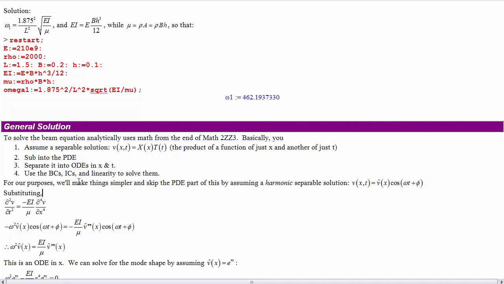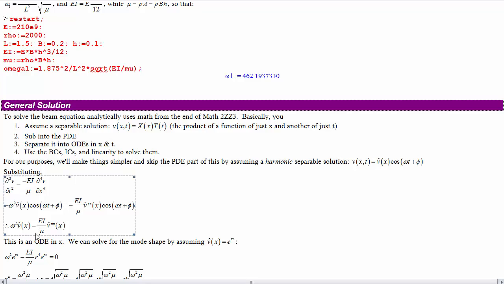For our purposes, we don't really need to do all of that. We're going to make things simpler by assuming at the outset that we can find a harmonic separable solution, which is a function of x, the mode shape, multiplied by cos of omega t plus phi. If we substitute this in, then the cosine and the time dependence goes away, and we're left with just solving a fourth order ordinary differential equation. So you can do this in every dynamic beam equation example in this course.